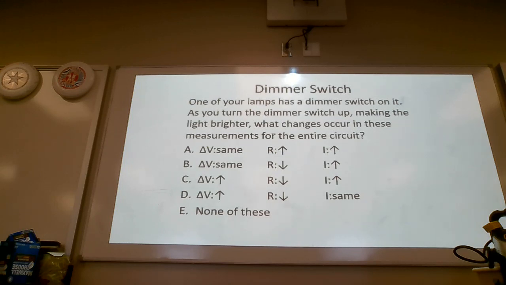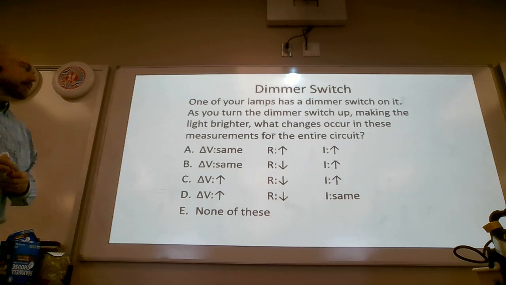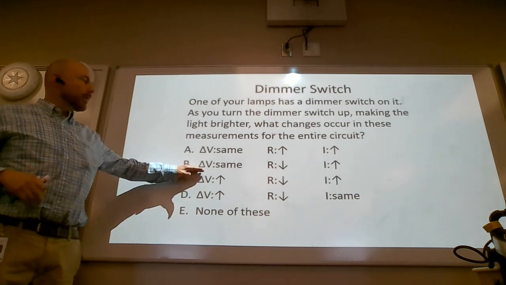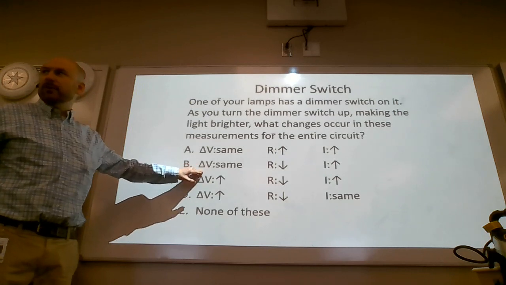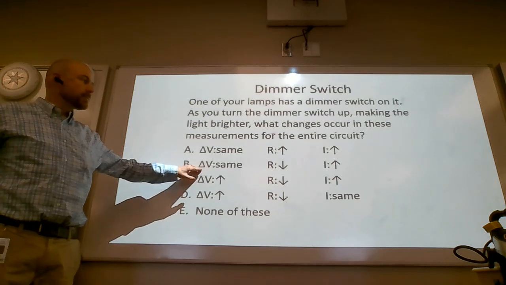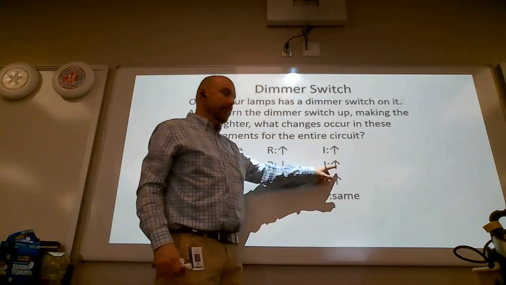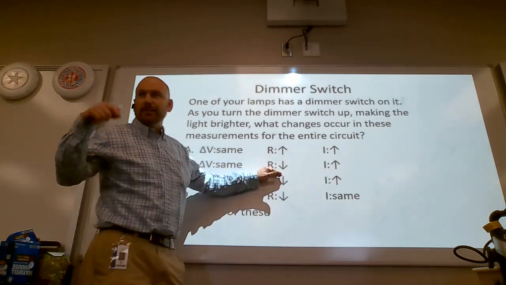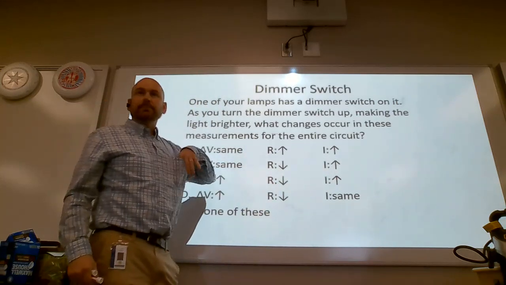Thumbs up when you have a guess. For the sake of time, the correct answer is B. So the power supply determines the voltage. This is still going to be 120 volts, so you're connected to the outlet. To make it go brighter, you need more current. In order to make more current, with the voltage staying the same, your resistance needs to be less.